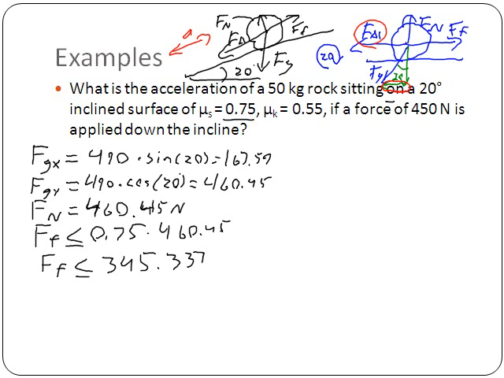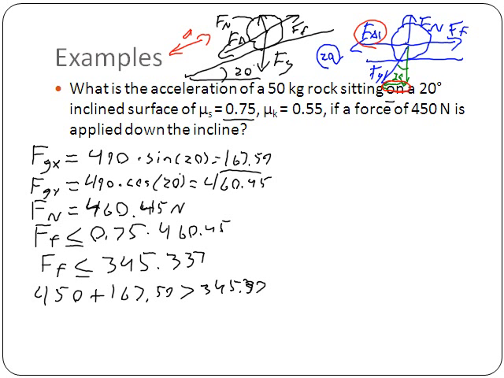And so looking at this, we would say, all right, let's take a look. The forces are the applied force, which is going to be 450 newtons, plus the x component right up here, 167.59. Is that greater than or less than 345? That's very clearly going to be greater than 345. And so that means this object will accelerate because we have two forces going here. Add them up, we get bigger than this. And so we know we're going to be dealing with kinetic friction.